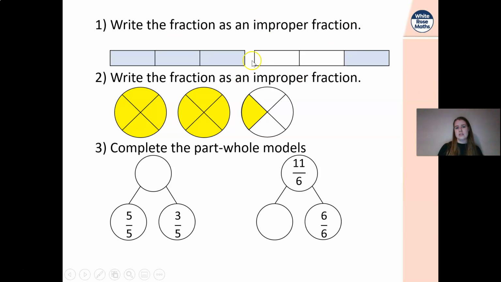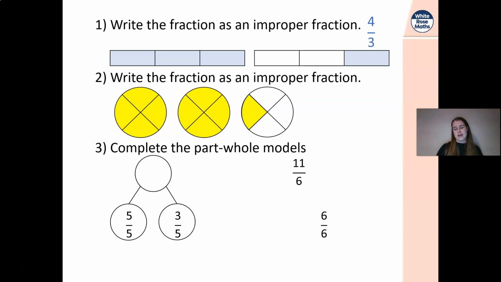Okay, write the fraction as an improper fraction. Well, I can see I've got 6 altogether and 4 of them are shaded in. So I have got a total of 4 out of 3. Okay. Write the fraction as an improper fraction. Well, I know I split each one into 4, so I know my denominator is going to be 4, and I've got 4, 8, 9, so it's going to be 9/4.